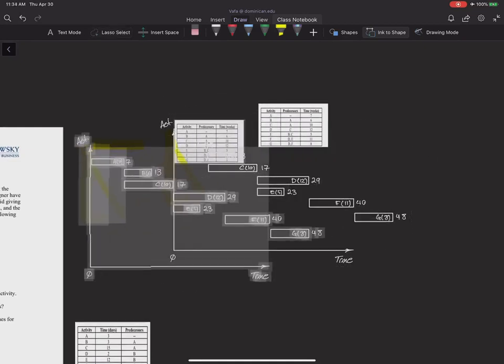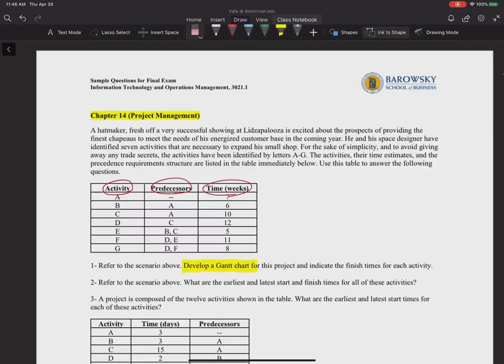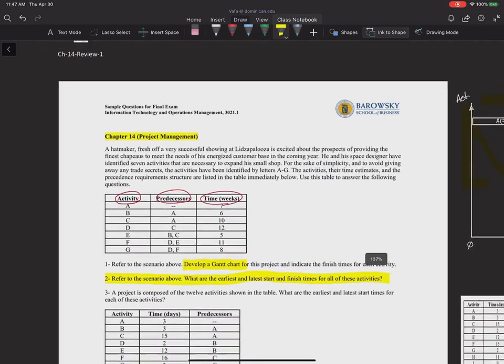Okay, now let's take a look at question number 2. It says, refer to the scenario above. What are the earliest and latest start and finish times for all these activities? So basically we are calculating the early start and early finishes and late start and late finishes. Remember, for doing that, we need to build the network diagram and do the forward pass and backward pass.